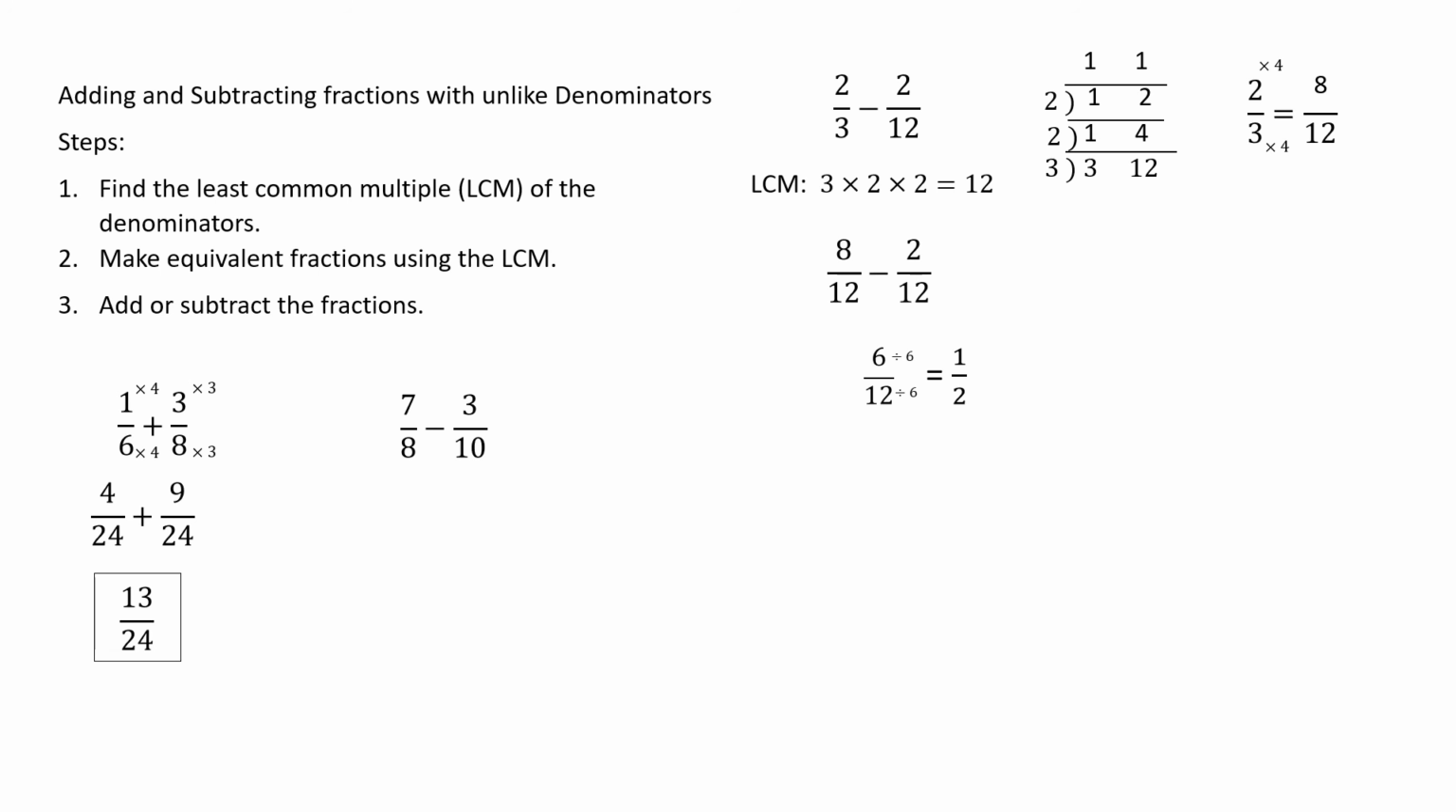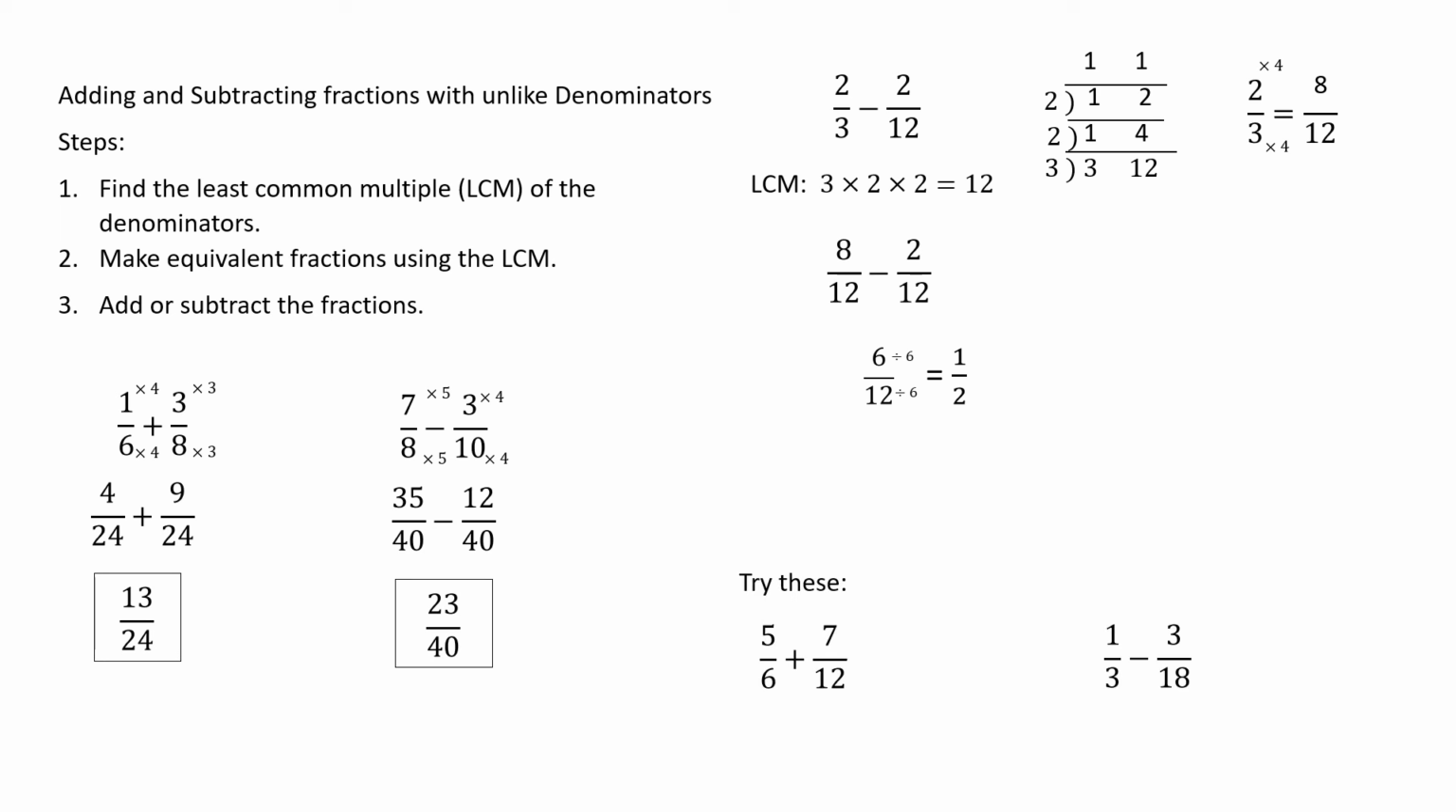My next fraction is 7/8 minus 3/10. That common denominator is going to be 40. To make them 40, I multiply the 8s by 5 and the 10ths by 4. That's going to give me 35 over 40 minus 12 over 40. When I do that subtraction, 35 minus 12 is 23 over 40.